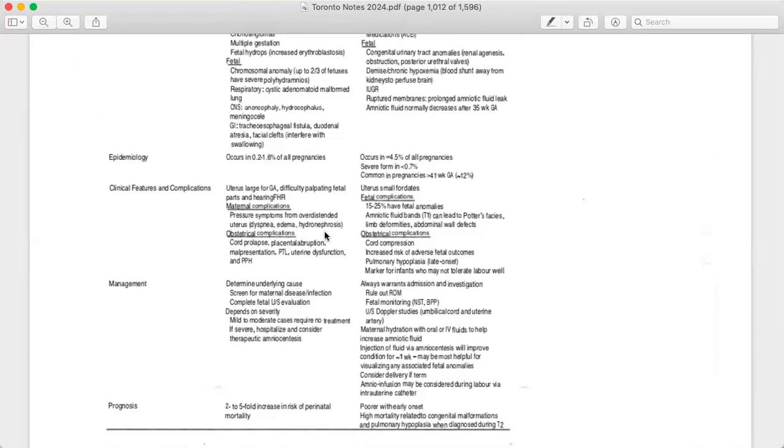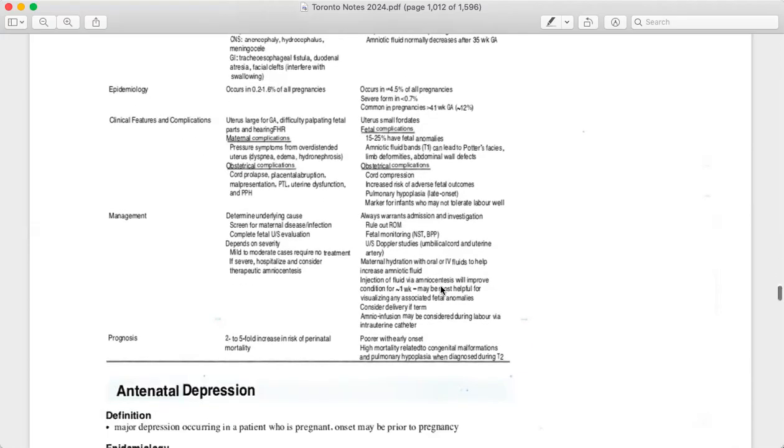In oligohydramnios, what happens is fetal anomalies, because there is not enough fluid for the fetus to move. So they might have limb anomalies, Potter facies, or abdominal wall defects. In the obstetrical complications, cord compression can happen because there is not enough space for movement, or adverse fetal outcomes because they are not moving freely.